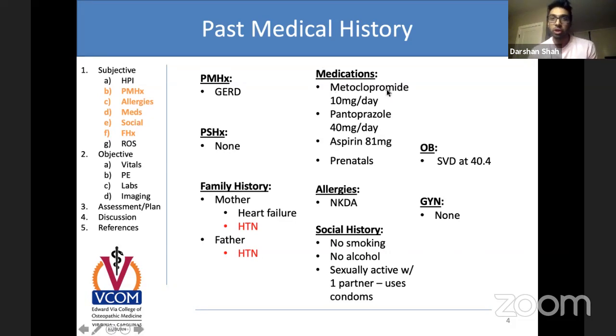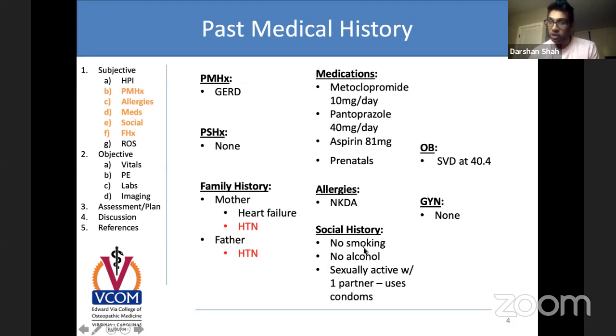Medications, so she's on metoclopramide, which is an anti-nausea medication. Pantoprazole, this is something called a PPI, a proton pump inhibitor. And this actually treats, right here, GERD. She's on aspirin 81, so baby aspirin, and then she's on prenatals. So this is very important, right? If you guys know what the one prenatal is, that's very important. Go ahead and think about it, and I'll come back to it in a bit.